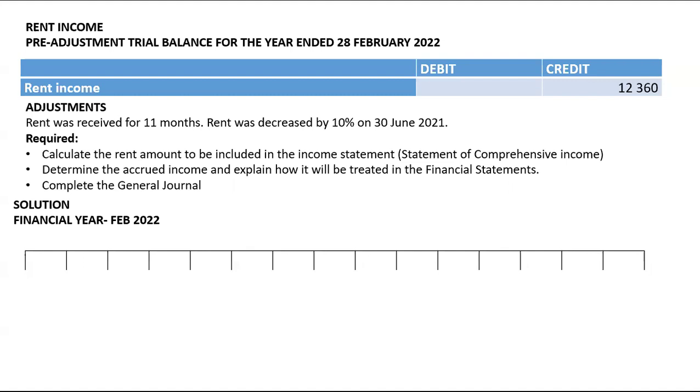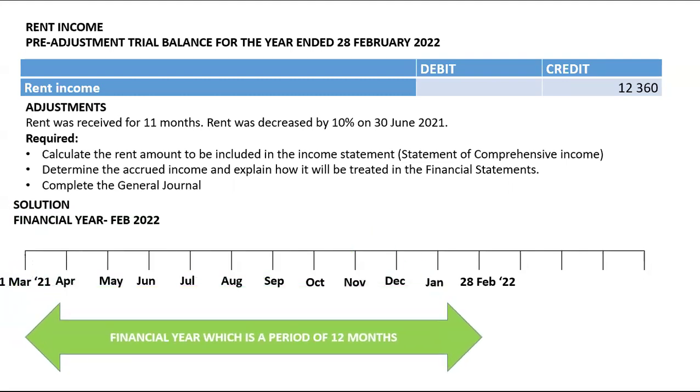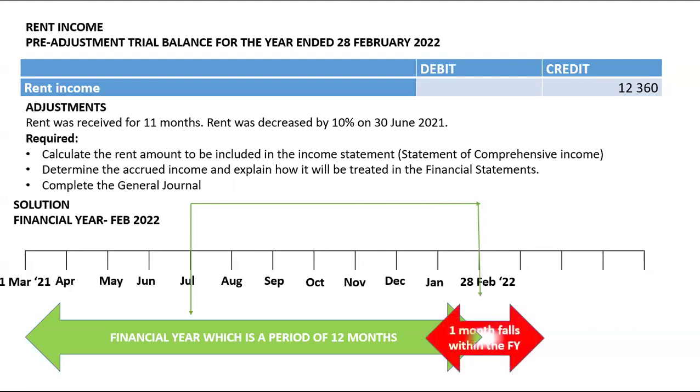You need to draw your timeline as I've done there. The beginning of the financial year will be the 1st of March 2021. It will run up to the 28th of February 2022. And that is a period of 12 months. From July, our rent was no longer at 100%, it was now 90%. However, we did not receive rent for February because we provided property to this person for 12 months, but we only got paid for 11 months. So that 1 month that falls within the current financial year, we don't have it.